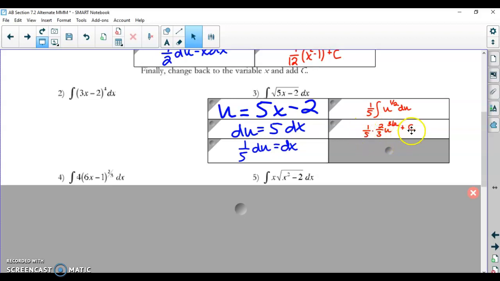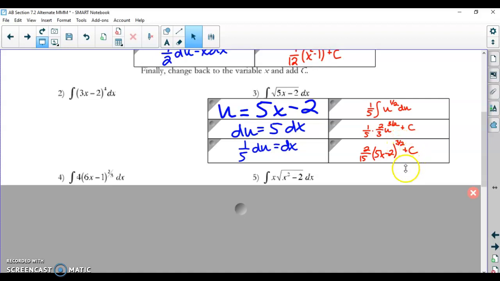1/5 tagging along in the front. We now have plus c on the back. Put it all together with these coefficients out here and resubstitute all at the same time to come up with a final answer of 2/15 times the quantity of 5x minus 2 to the 3/2 plus c.